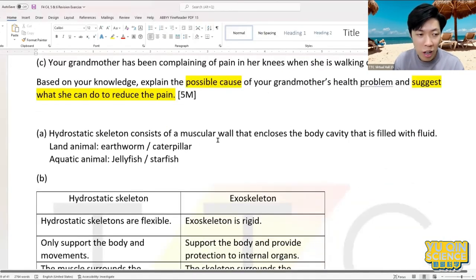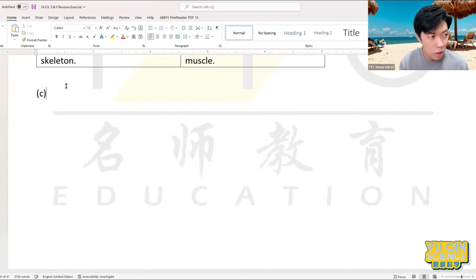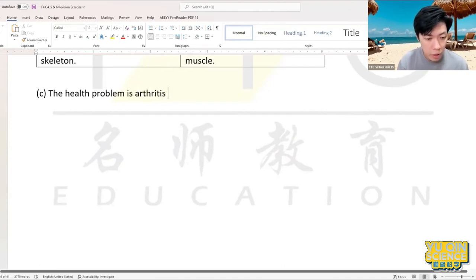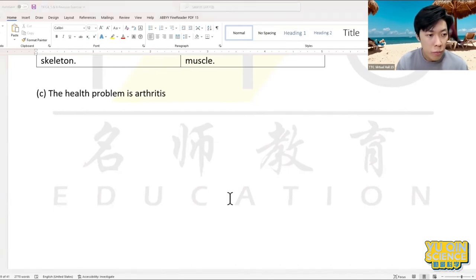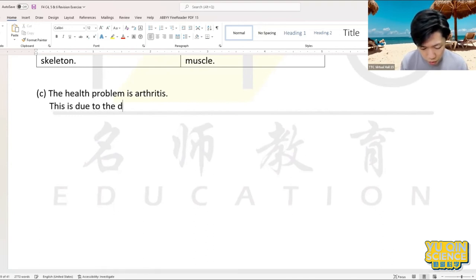For 5 marks, the first 2 marks: number one, we say the health problem is arthritis. Did I spell it correctly? Arthritis. Full stop. Second point, the cause. The cause is due to the degeneration of the joints. Okay, 2 marks there.